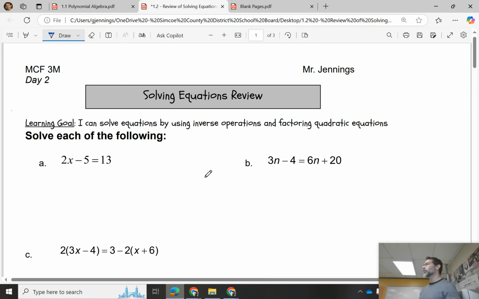Today we are reviewing how we solve equations, both the linear ones that you worked on in grade 9 and the quadratic ones that we worked on in grade 10. We're going to get a bit of a review of some of these.